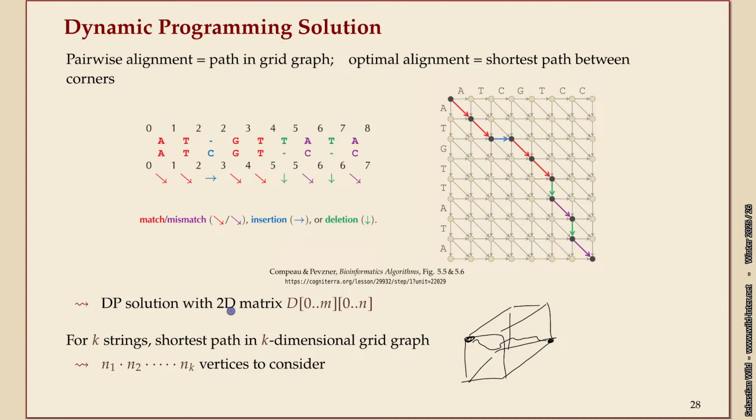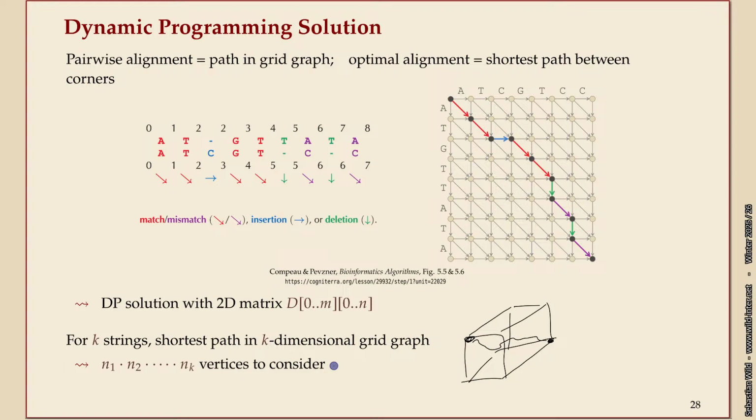Now, if you go higher and higher in the dimension, at each point you can stay in that dimension, or go one step back. But you can do this in all combinations. So you have 2 to the k different combinations, minus the one where you don't do anything. So here we had 3 options, which is 2 to the 2 minus 1. With 3 sequences, we already have 7 options, 2 to the 3 minus 1. And this blows up exponentially, clearly.